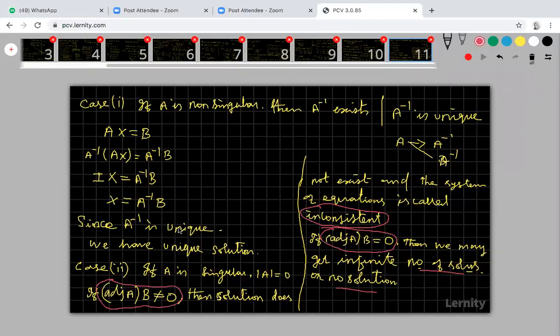There are three cases, please try to understand. If A is non-singular, we get a unique solution. If A is singular, we have two cases. One is inconsistent, no solution. The other, in this case, we may get infinite number of solutions, or we may get no solution. Infinite number of solutions means the system of equations is consistent. No solution means the system of equations is inconsistent. So we'll discuss some problems.